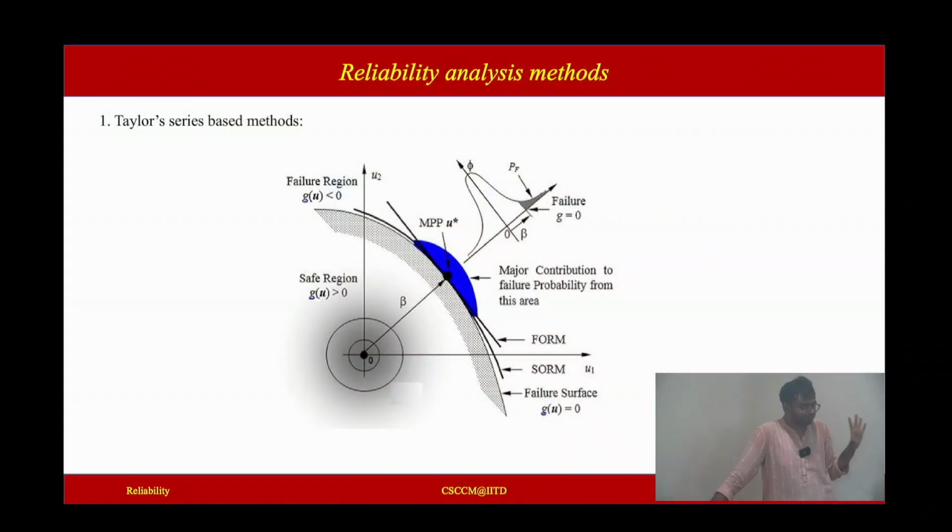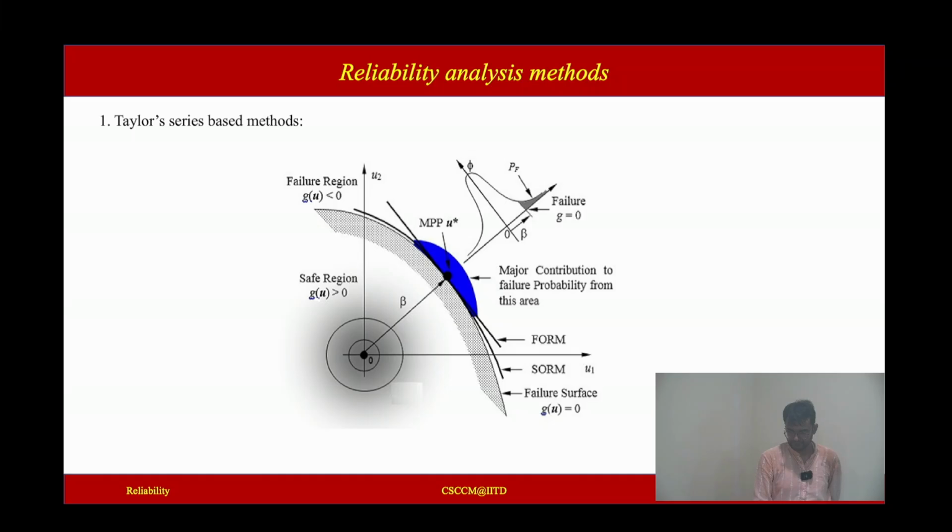So, very quickly, the majority of the course will be about 3 kinds of techniques. The first one is Taylor series based approaches, which is FORM, SORM, and this diagram kind of depicts that, where you will try to find this beta, and we will talk about it in detail. I am not going into details right now.